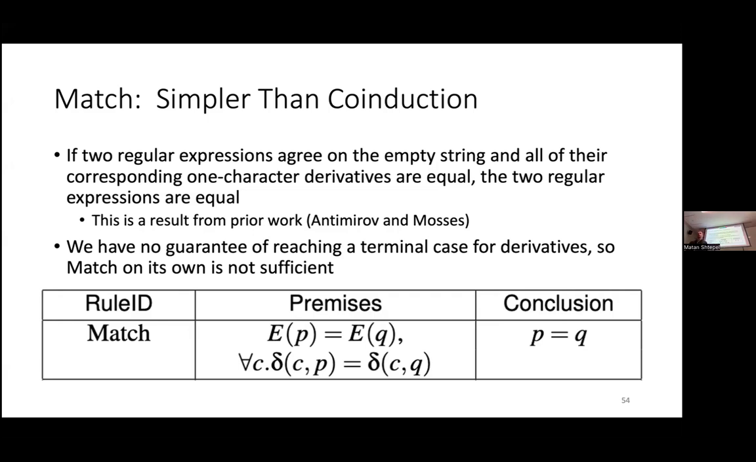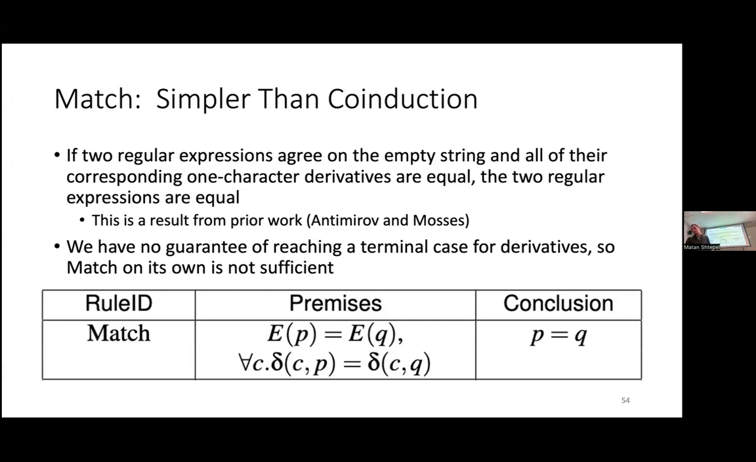Now, match would let us prove equivalences between regexes in some cases, but it doesn't give us the completeness result that we want. The trouble is that we have to recurse on proving that these derivatives are equal to each other. And derivatives, as we saw before, have no guarantee of making progress toward a terminal base case because they can just cycle forever. That means that an inductive proof technique like match is not sufficient for our purposes.